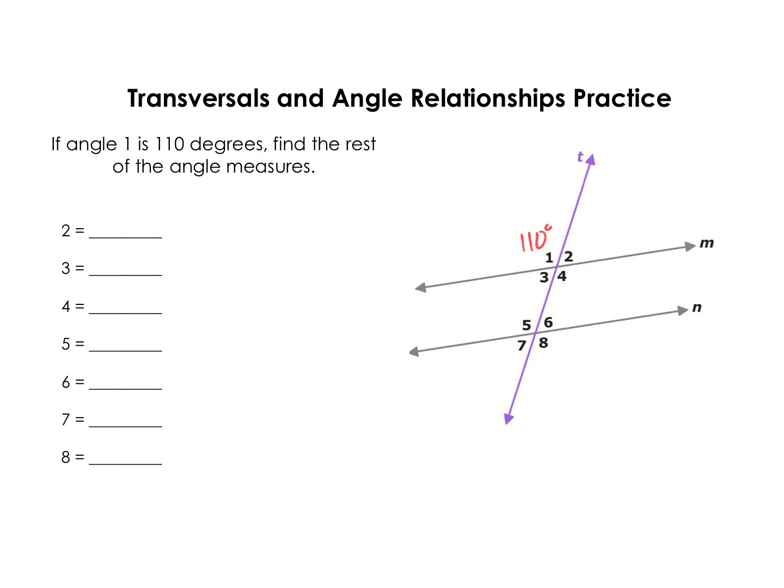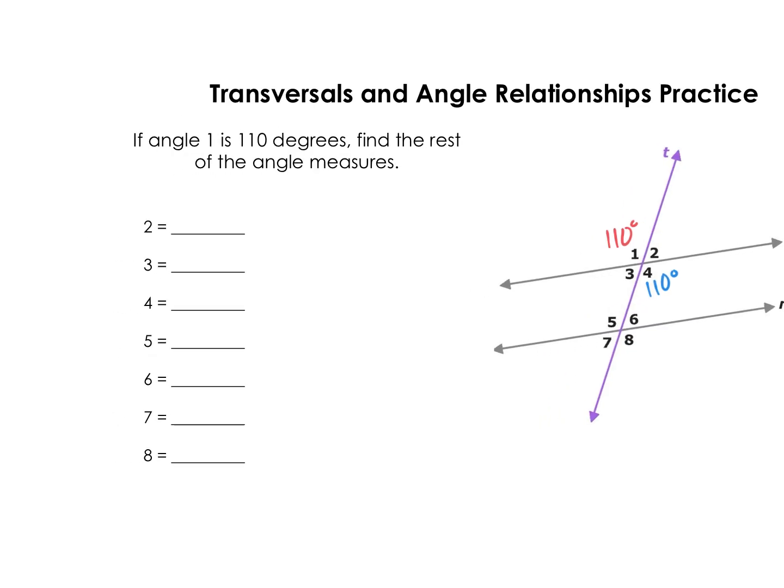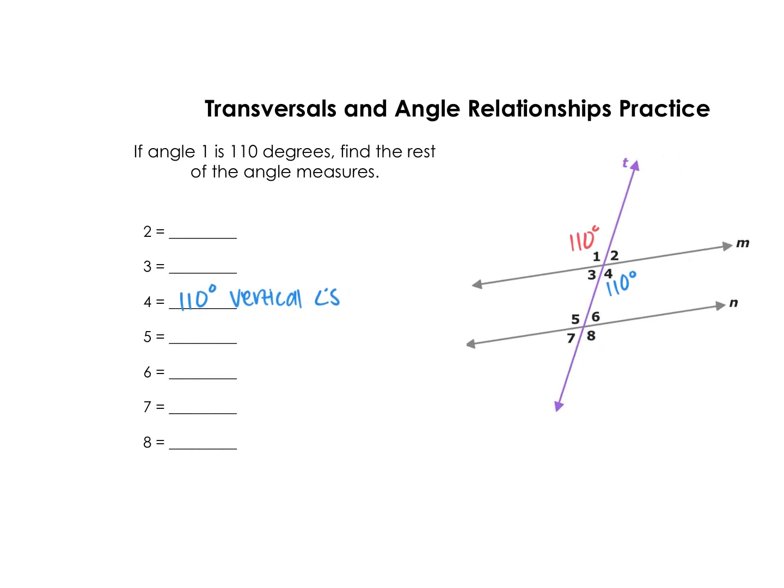I think to get crazy to start, maybe we use my most favorite vertical angle idea, and we could say that angle 4 is also 110 degrees. And why can we say that? Because of vertical angles. That is going to let us kind of unlock the rest.